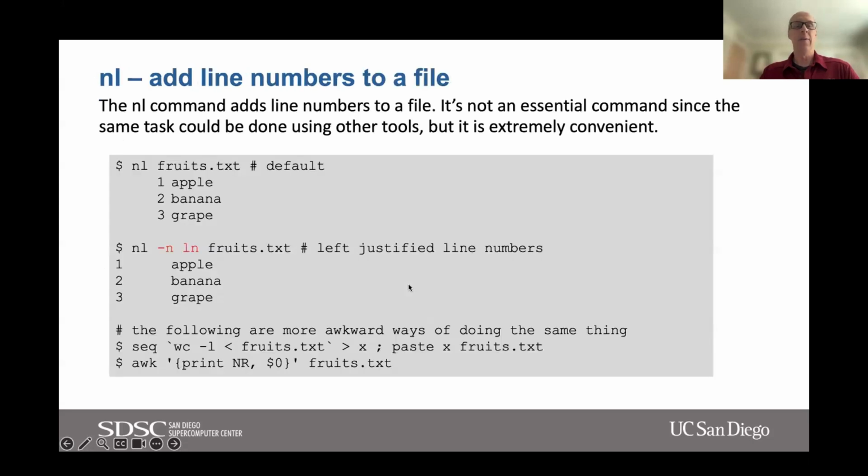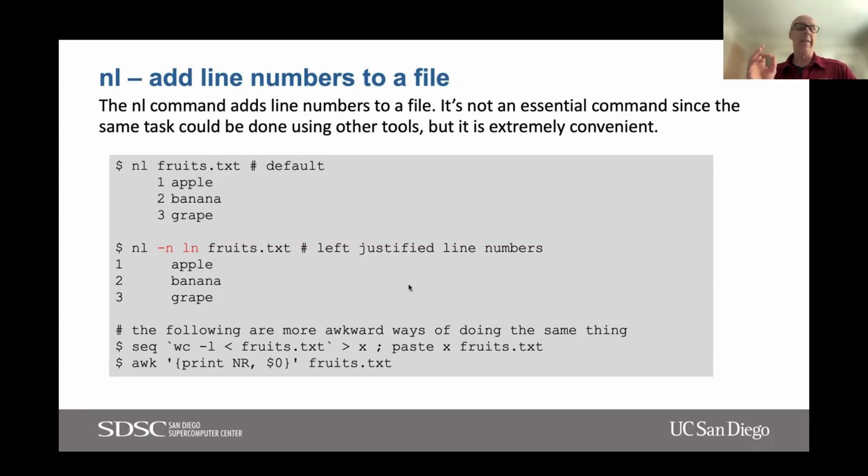Okay, going just a little more complex, we're going to look at the nl function. And this is one that I also discovered fairly recently. The nl command adds line numbers to a file. So I'm going to say this is not an essential command, since the same task could be done using other tools, but I find it to be extremely convenient. So let's go back to my fruits.txt again. If I do nl fruits.txt, and this is the default, then my output is going to be 1 apple, 2 banana, 3 grape, and so on.